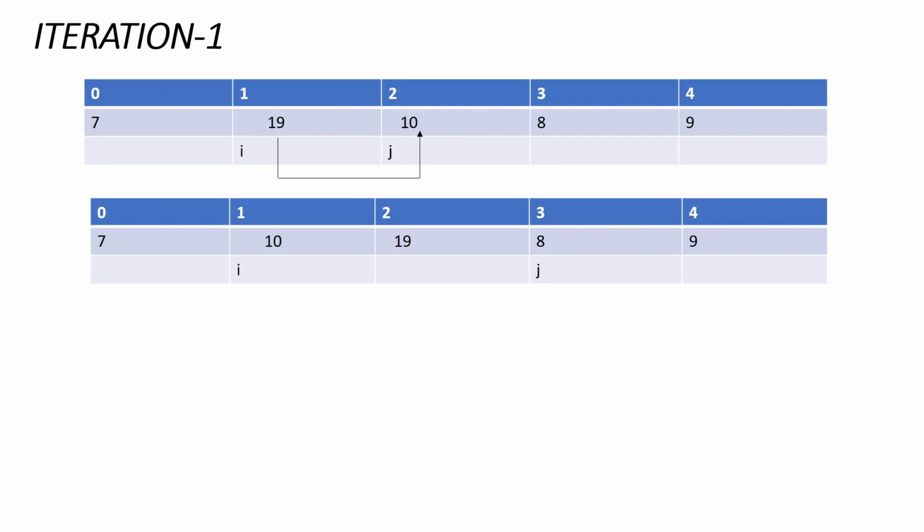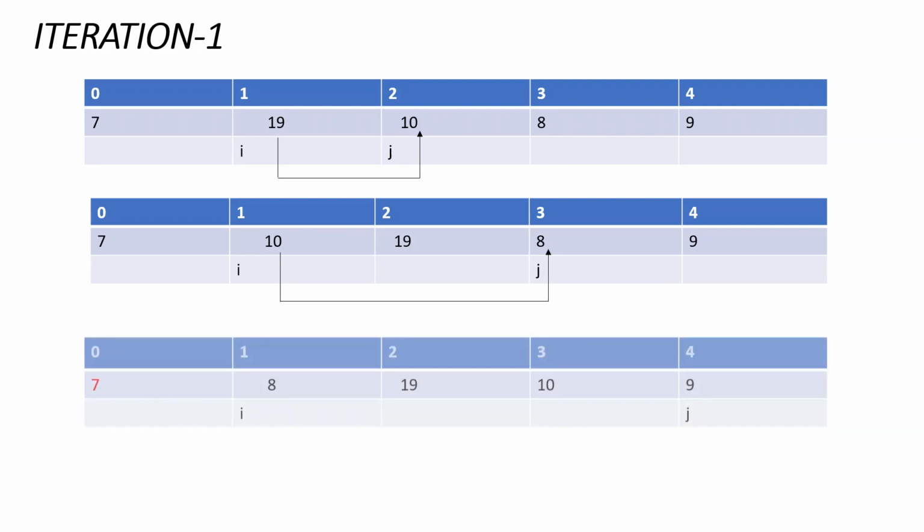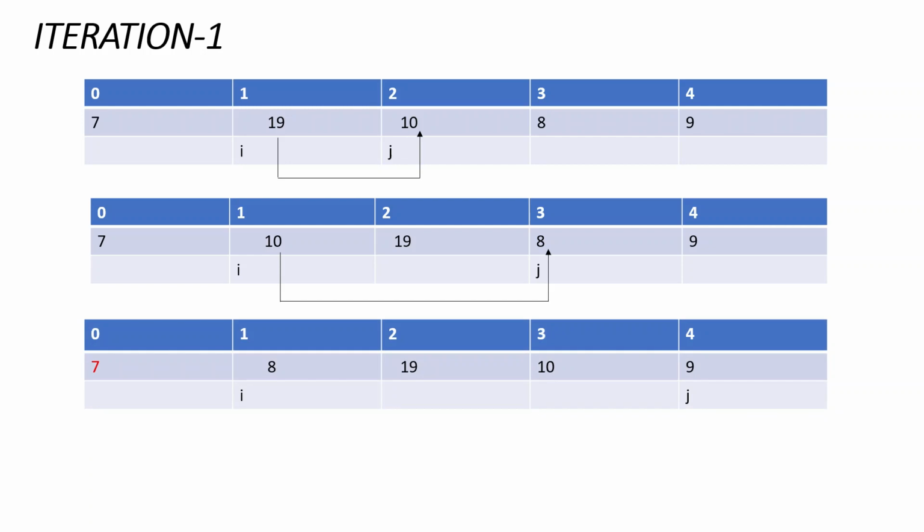Now I is not incremented; I just incremented j by 1. Now j is at the third index. Again I have to check whether the element at index 1 is greater than the element at index 3. Here at index 1 the element is 10 and at index 3 the element is 8. Here 10 is greater than 8, so it satisfies the condition, and I have to swap those two elements. After swapping, at index 1 the element is 8 and at index 3 the element is 10.